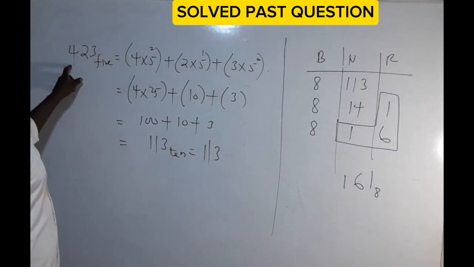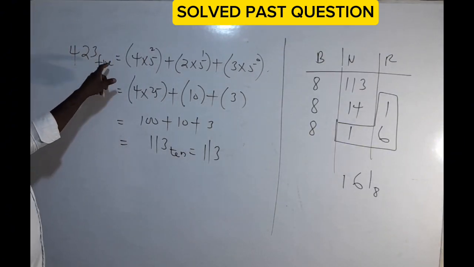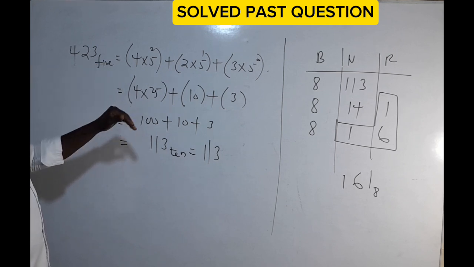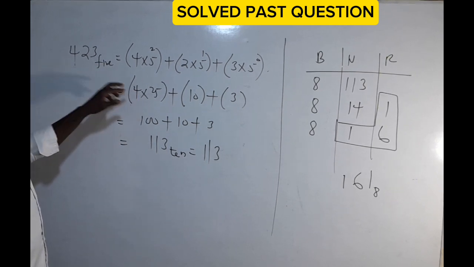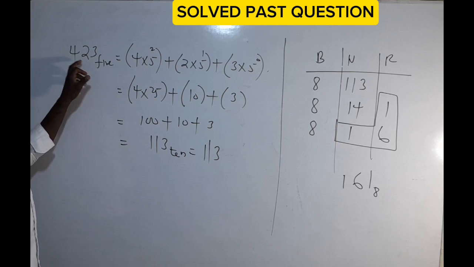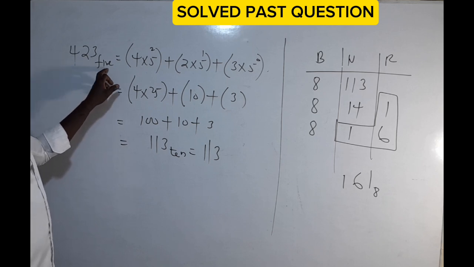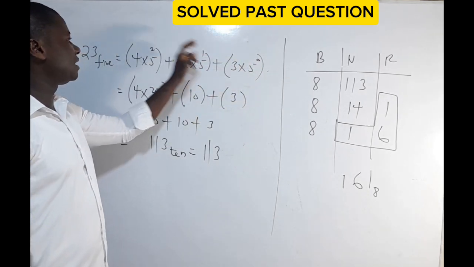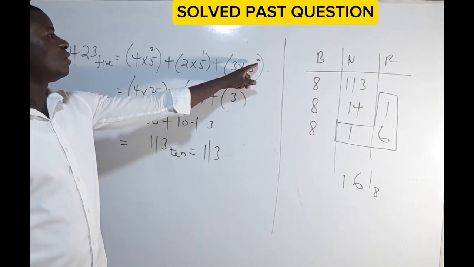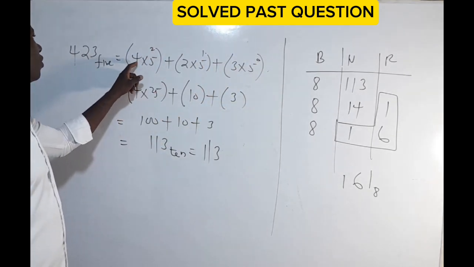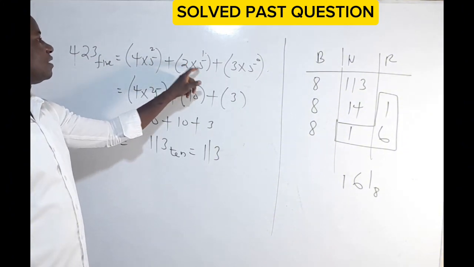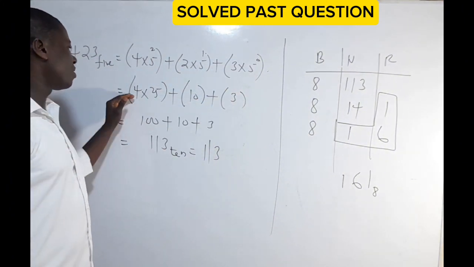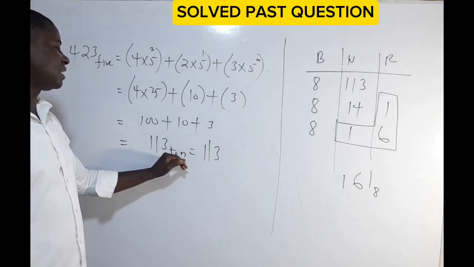So we were given 423 base 5 to convert to a number in base 8. The first thing you need to do is to convert to base 10. How do you convert this number to base 10? You multiply the digit by the base. 4 times 5 plus 2 times 5 plus 3 times 5. When you are done, you raise the base to an exponent starting from 0 from the right to the left. So you have 0, 1, 2 here. 4 times 5 squared is 25, okay? 2 times 5 raised to the power 1 is 10. Then 5 raised to the power 0 is 1 times 3 is 3. When we simplify this, we have 113 base 10 or 113.